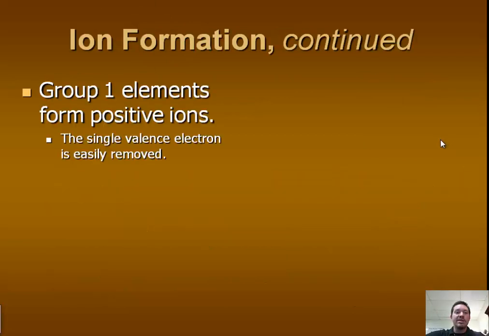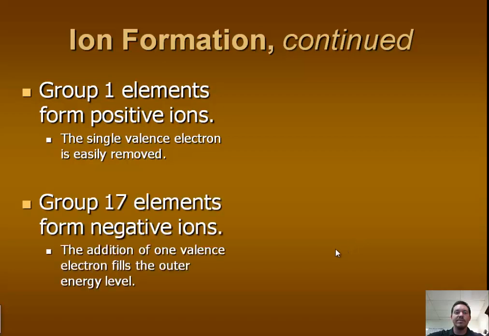Group 1 elements, at the very left side of the periodic table, will form positive ions because they have a single valence electron that's easily removed. Group 17, the second to last on the right side, will gain an electron, so they become negatively charged. They form negative ions, and they do have names. Positive ions are cations, negative ions are anions.